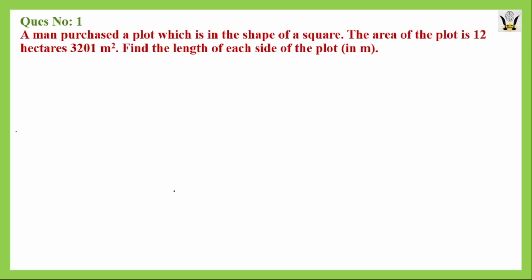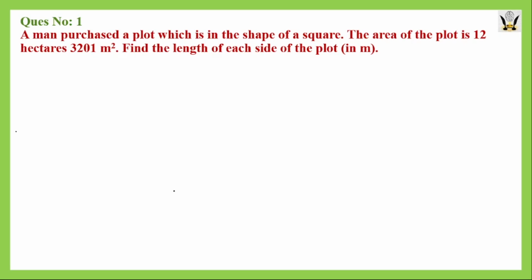The first problem sum says a man purchased a plot which is in the shape of a square. The area of the plot is 12 hectares and 3201 meters square. Find the length of each side of the plot, and that too we have to find in meters. Since the area is given in hectares and meters square, both units we have, and finally the length of each side of the plot we have to find in meters.